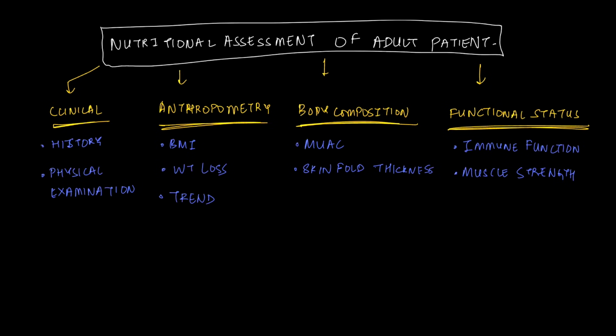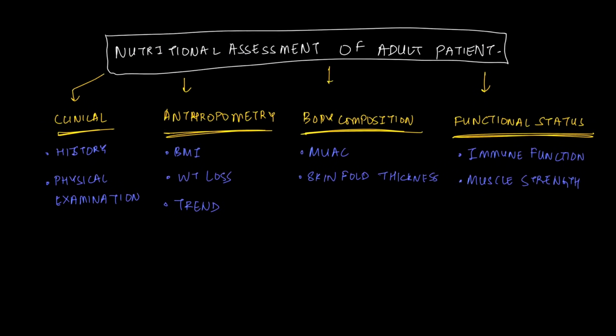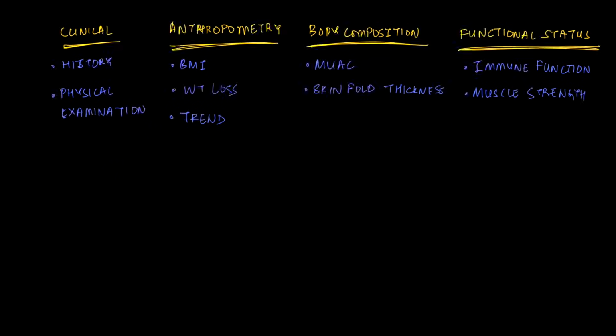So we have first identified the indications of parenteral nutrition and how we assess the nutritional status of the adult patient. Next, we will understand how we give this parenteral nutrition. So the venous access for parenteral nutrition in an adult patient.